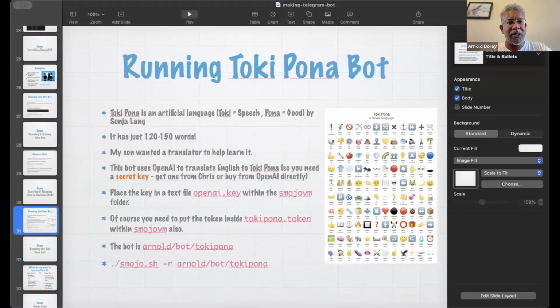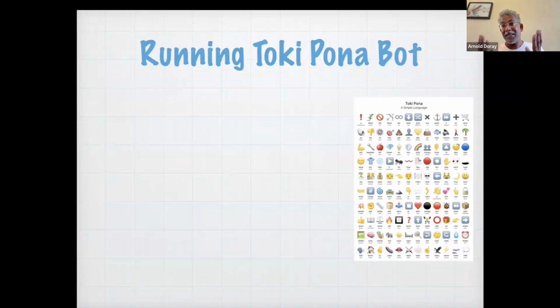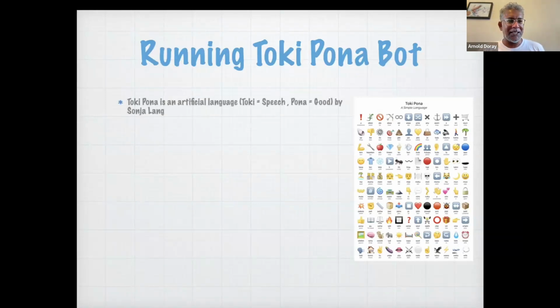All right, so now we are going to run a more substantial bot. I mean, Echo is great to test, but it's quite boring. All right, so what is Toki Pona? Well, it's something that my son introduced me to. Actually, it's an artificial language. Toki means speech and Pona means good, so it's actually good speech by this Canadian linguist, Sonja Lang.